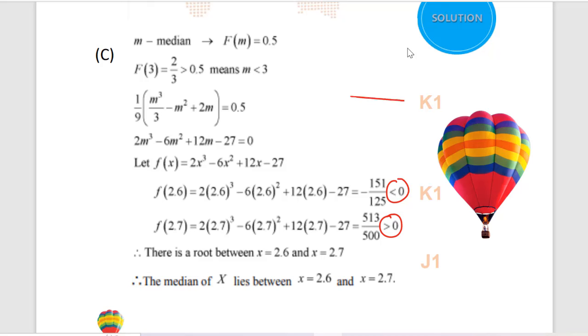So, markah dia dekat sini. Awak cari F(m) equals to 0.5, gantikan m ni, so dapat K1. And then, gantikan x equals to 2.6 and x equals to 2.7 dalam equation untuk median tadi, dapat K1. Dan conclusion dekat sini boleh dapat J1. Okay, so, itu untuk question 6.